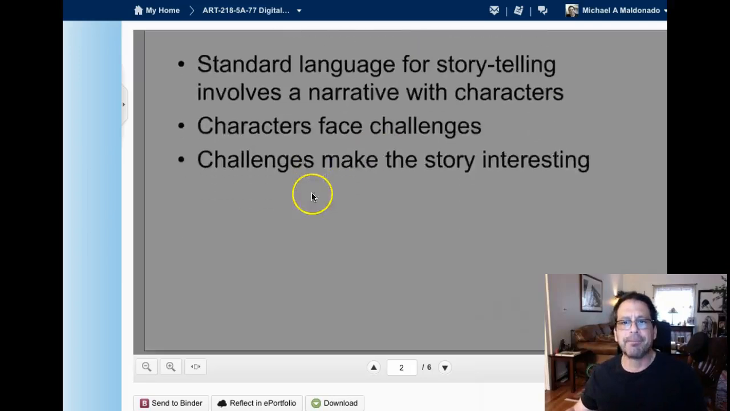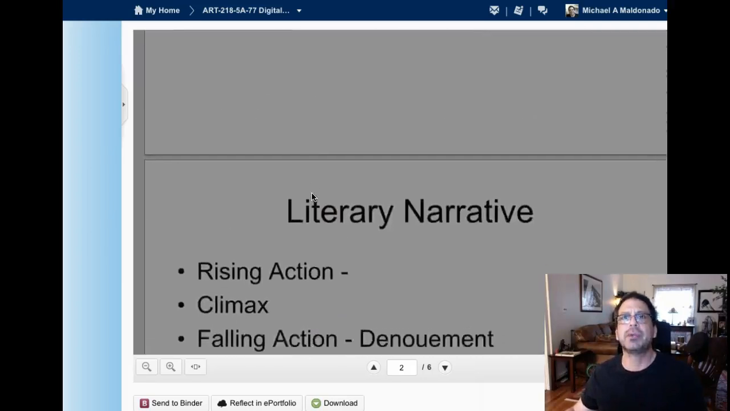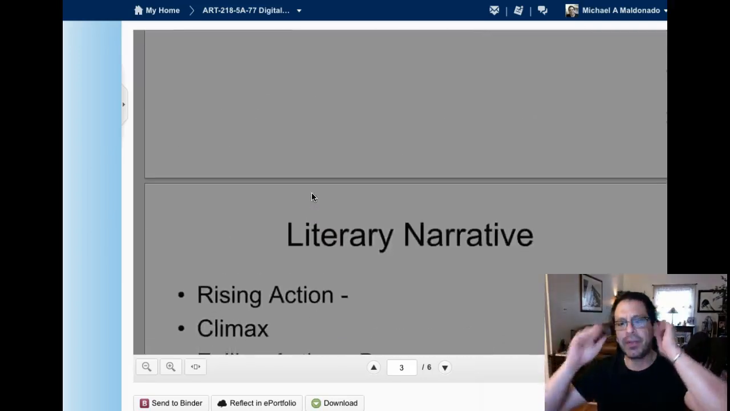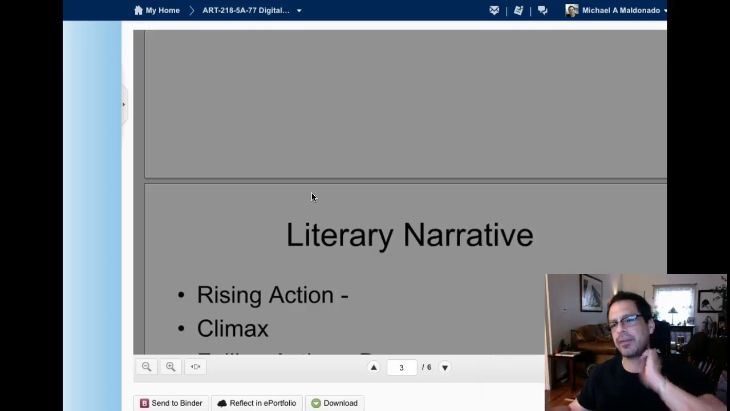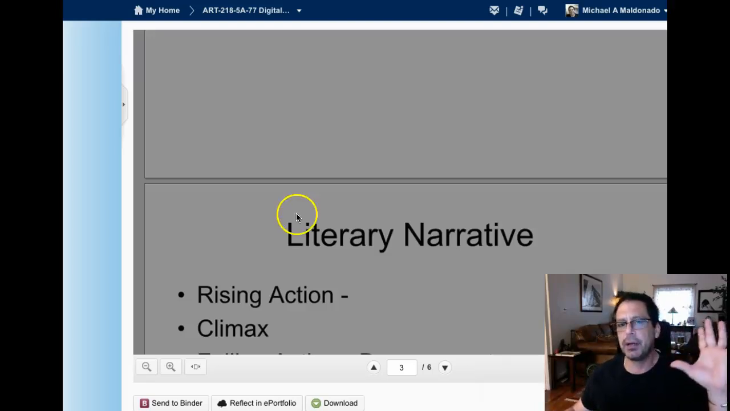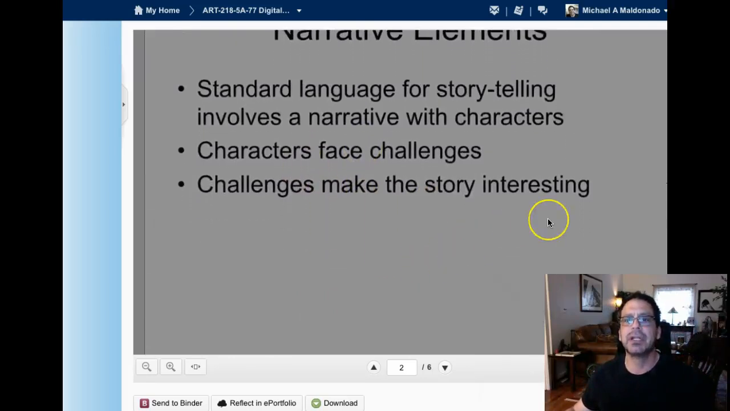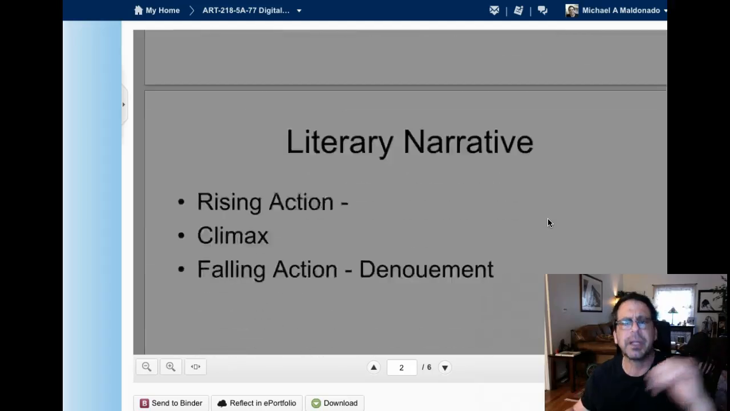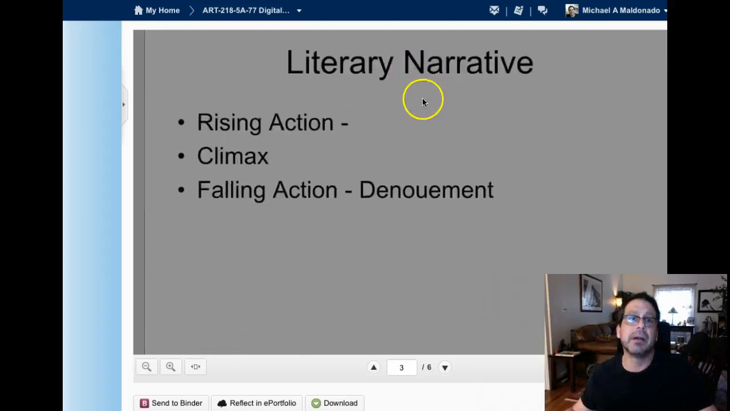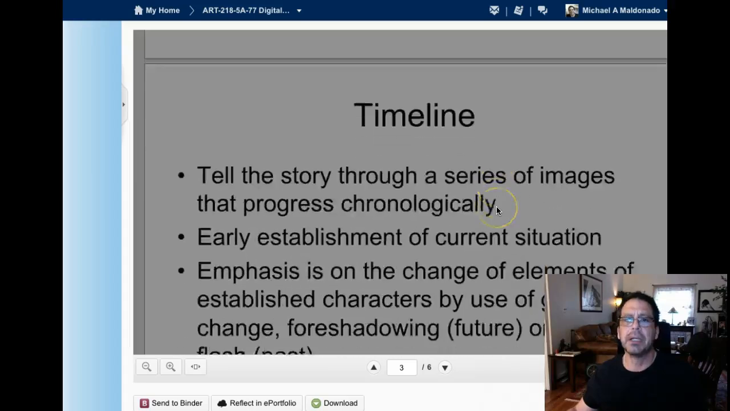Okay. So if you just want to shoot a series of sunsets, that's not a narrative. Do you see what I'm saying? There needs to be a narrative in there because there's no rising action, there's no falling action, there's no challenge in the story. There's no narrative, so to speak. Literary narrative, and this can hold true for a visual narrative as well: you have rising action, you have a climax, you have falling action. Think about that in your final project.